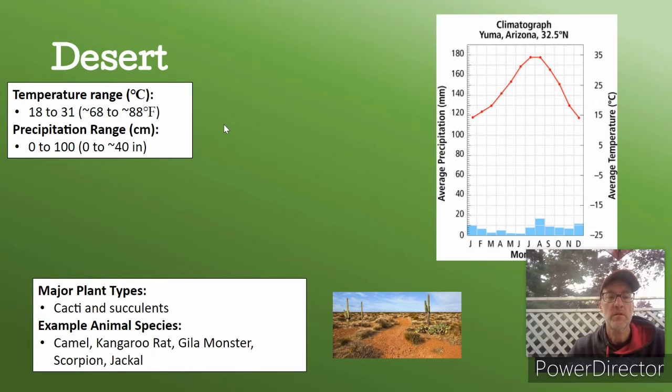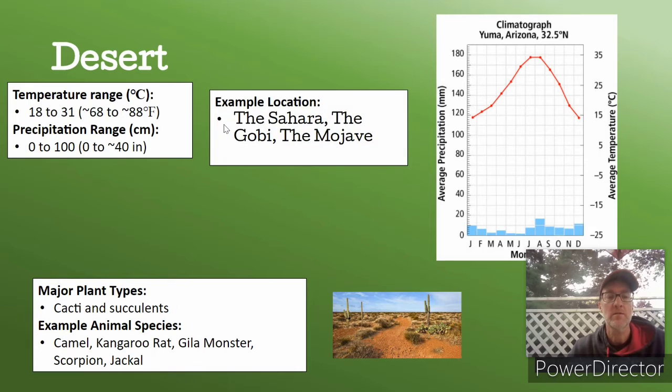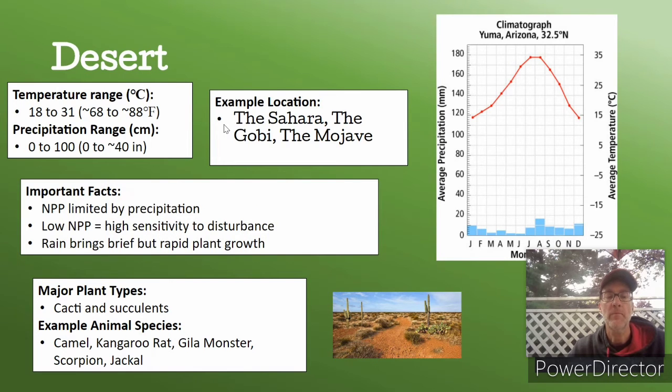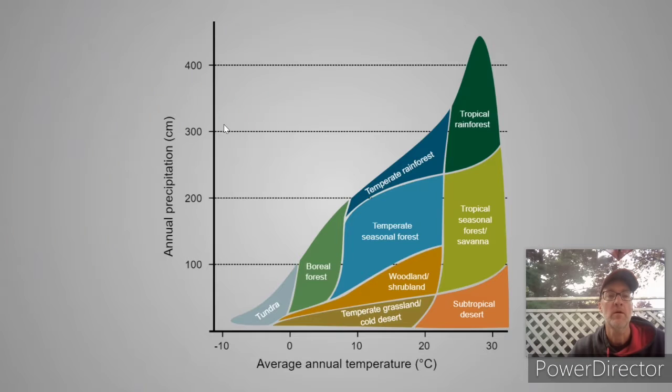When you know you're in a desert, you see cactuses, you see succulents, species which are adapted to low water conditions, like camels, scorpions. Examples would be the Sahara, the Gobi, the Mojave Desert. Primary production is limited again by rainfall. Low net primary production because rainfall is pretty uncommon, and a high sensitivity to disturbance. When deserts are disturbed, it's very difficult for those ecosystems to come back. All right, that's our 9.